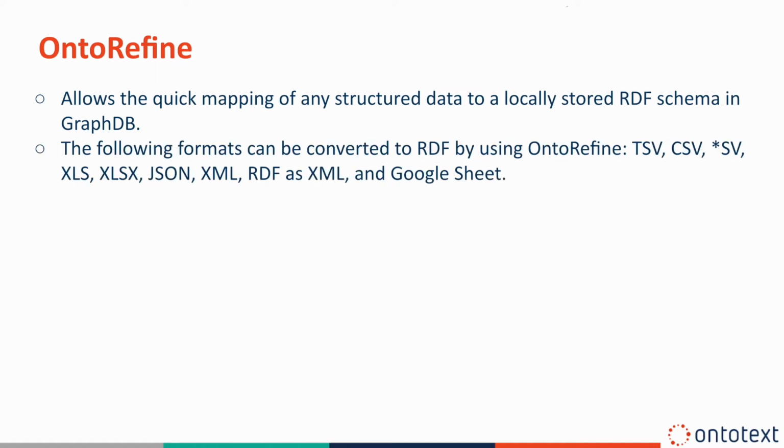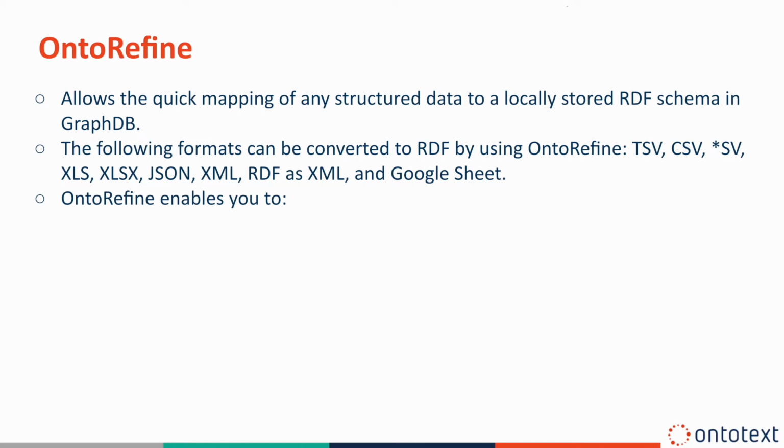The following formats can be converted to RDF by using OntoRefine: TSV, CSV, StarSV, XLS, XLSX, JSON, XML, RDF as XML, and Google Sheet. OntoRefine is integrated into the GraphDB workbench, and the visual interface is optimized to guide you in choosing the right predicates and types, defining the data type to RDF mappings, and implementing complex transformation using OpenRefine's GREL language.